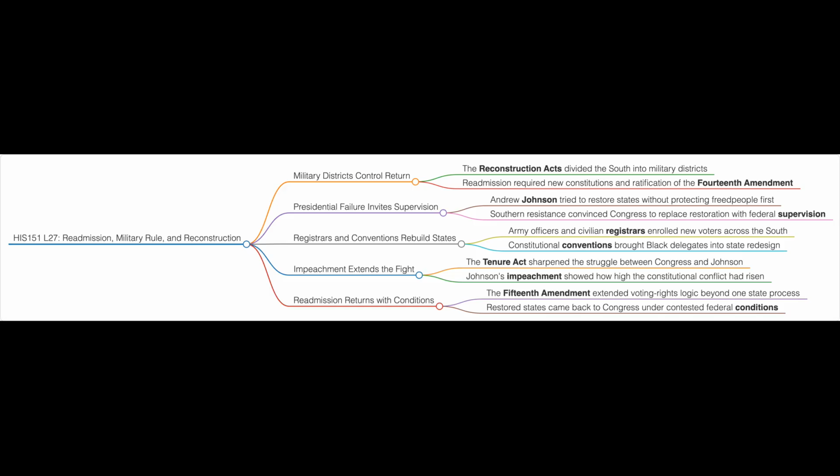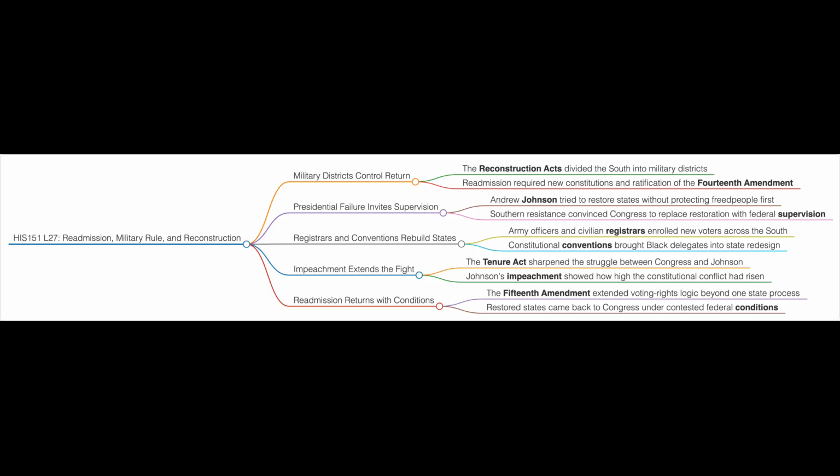Critics called the policy coercive and unconstitutional, while supporters answered that the defeated South had already shown what unregulated local restoration meant. Readmission under congressional terms thus became one of the sharpest tests of federalism in the post-war period.